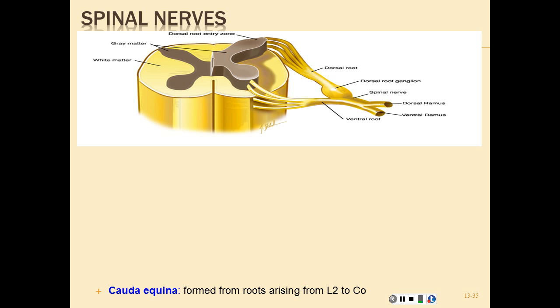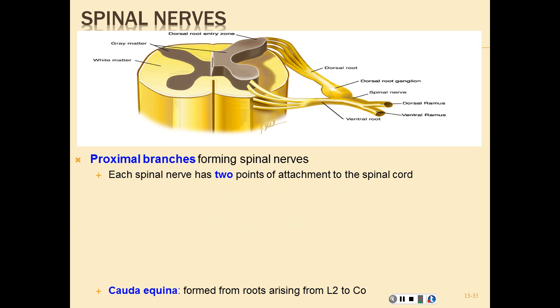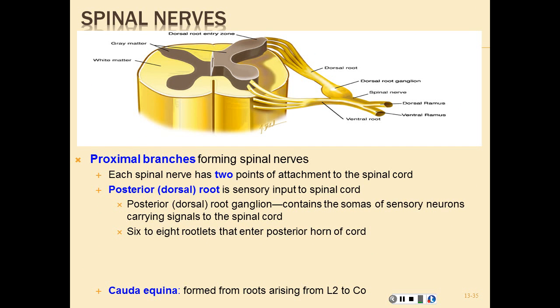Now, the proximal branches of each spinal nerve occur as it passes through the intervertebral foramina. Each spinal nerve arises from two points of attachment to the spinal cord: the posterior and the anterior. We have approximately 6 to 8 rootlets that emerge from the anterior surface and merge to form the anterior root of the spinal cord. These are our rootlets right here.